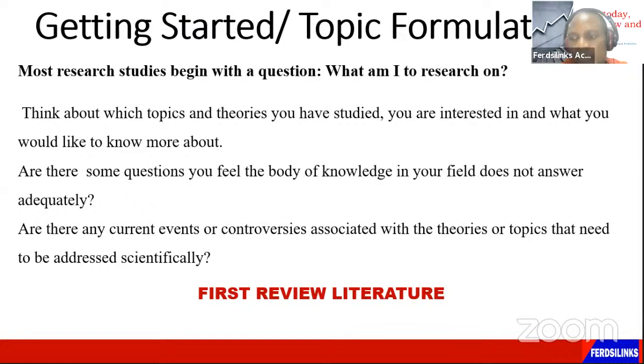And for you to answer this question, the first thing is that you have to think about the topic of interest. Once you think of a topic of interest, you have to situate yourself in the context of theories that you have studied. If you're a student, for instance, a management student will think of Maslow's theory of motivation, if you think of maybe employee performance and motivation.